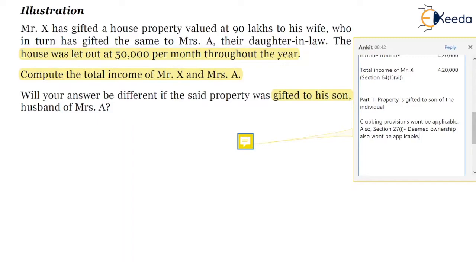So taxability in the hands of Mr. X, clubbing provisions will be applicable. Taxability in the hands of Mrs. A, nothing is taxable as the entire amount is being clubbed in the hands of the transferor, which is Mr. X. And if the asset has been transferred to the son, then neither clubbing provisions as per section 64 is applicable, neither deemed ownership section 27(1) is applicable. Both the provisions are not applicable, friends.